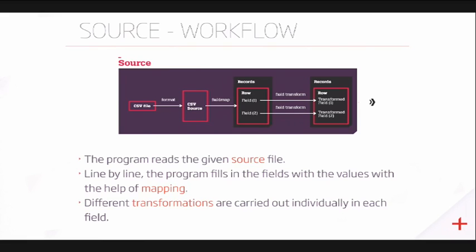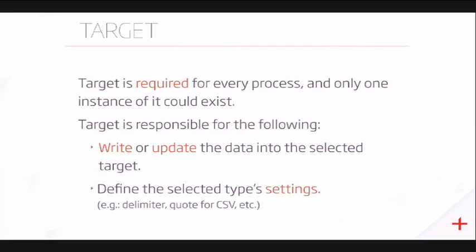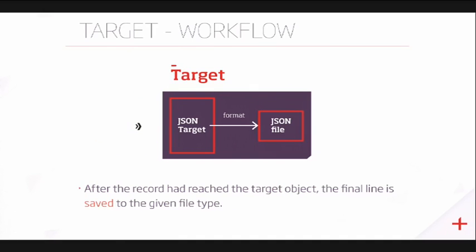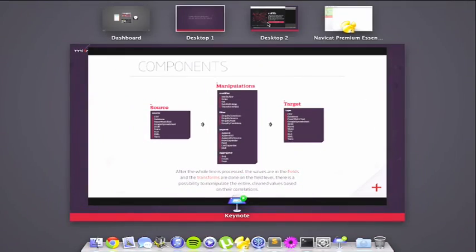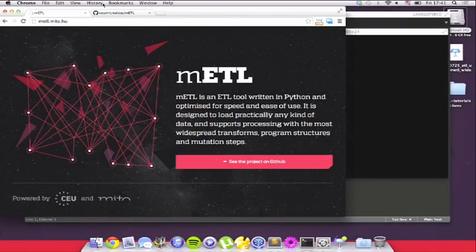And the target object is required for every process. This is where you want to write or save the data, or update if necessary. Because if you're using some migrations, you can update the data automatically. It's absolutely the same as the source type definition, because you need to define the own settings of the target parameters, and that's all. And of course, the workflow is so simple as well. Just save the data somewhere. So those were the main basic things. Now I will show you how it works actually in the real world.